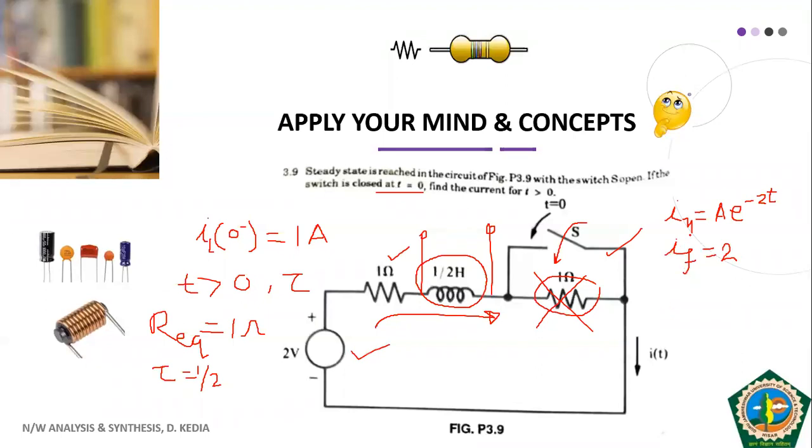Okay. So your complete response will be the summation of these two, that is 2 plus A e raised to power minus 2t. We will put the initial condition, that is IL(0 minus) equal to IL(0 plus) equal to 1 ampere. If you do that, your A comes out to be minus 1. And your final answer will be 2 minus e raised to power minus 2t. That will be your complete response, and that gives you the answer for the current for t greater than 0. Okay. So this was a very simple question that way.